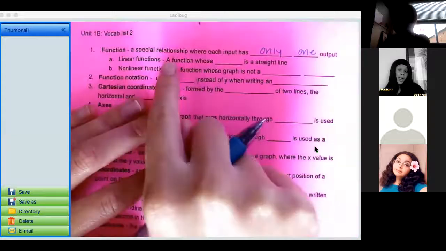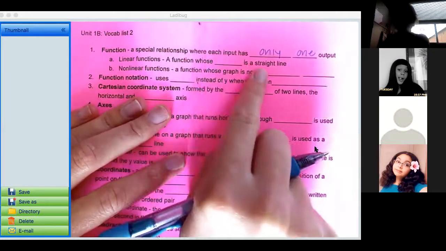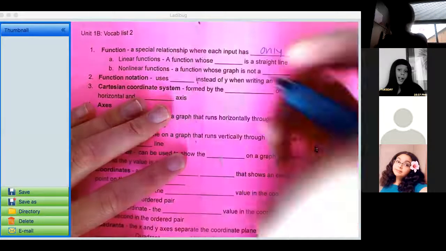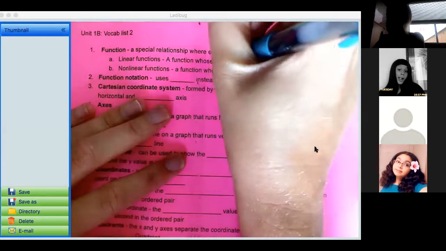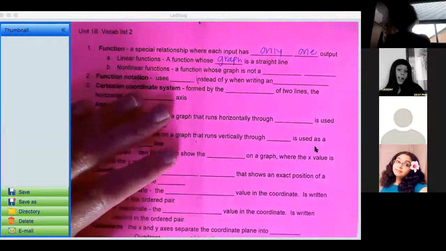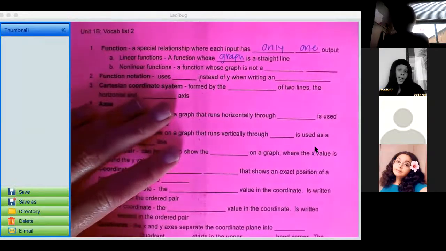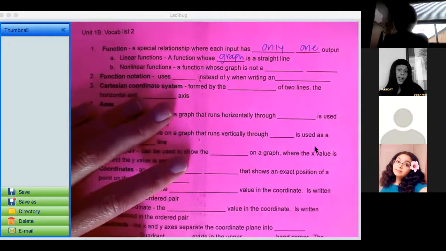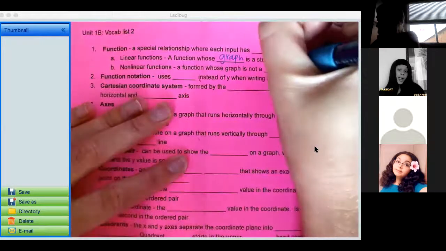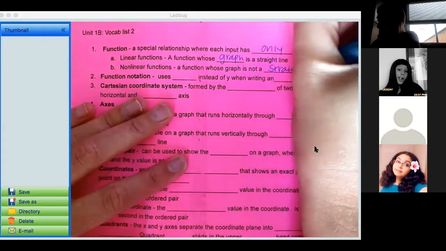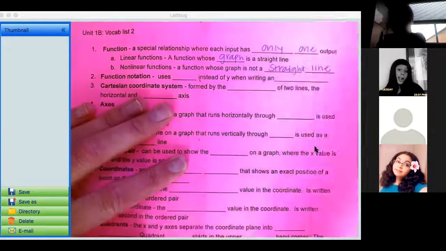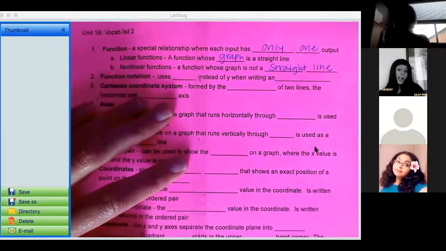All right, a linear function is a function whose blank is a straight line. Graph. There you go, Brooke. Nonlinear functions are functions whose graphs are not a straight line. If it's nonlinear, it's not a straight line. Very good. All right, function notation.